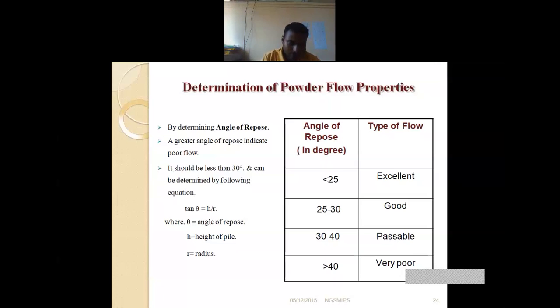Students, am I audible? Yes, sir. No, sir. You have never heard of the angle of repose? No, sir. Okay.